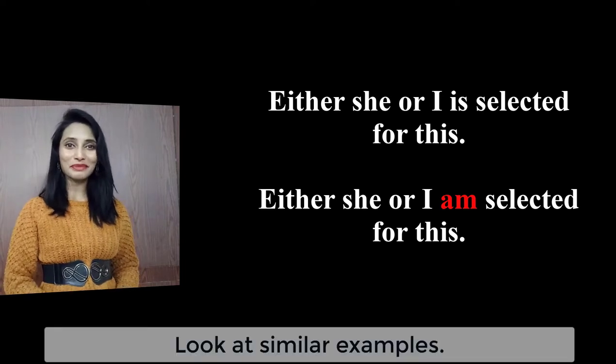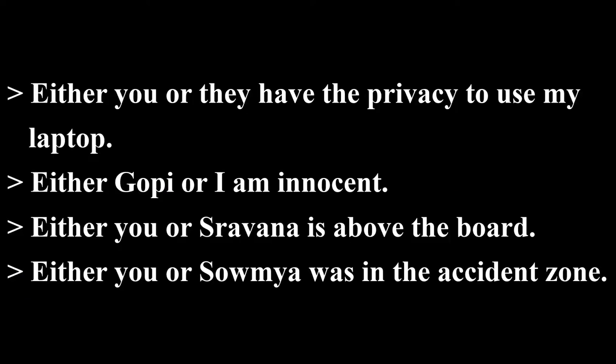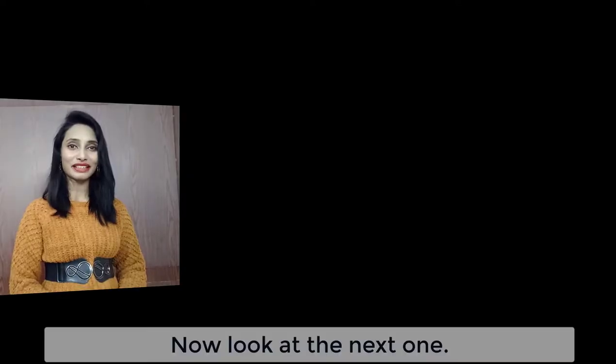Now look at similar examples. Either you or they have the privacy to use my laptop. Either Gopi or I am innocent. Either you or Shravna is above the board. Either you or Soumya was in the accident zone. Now let's see the next one.